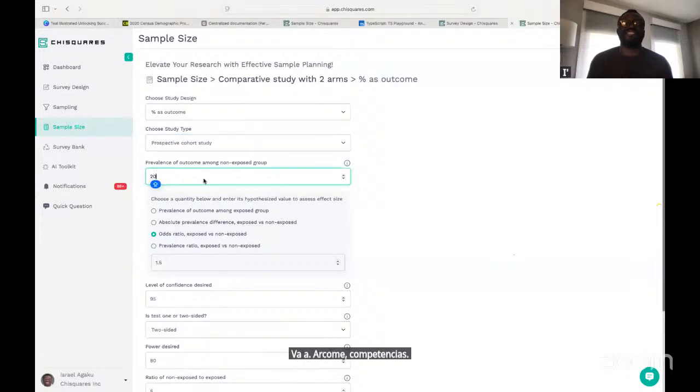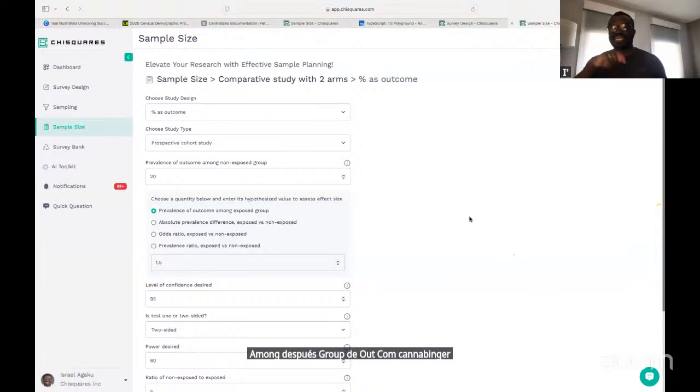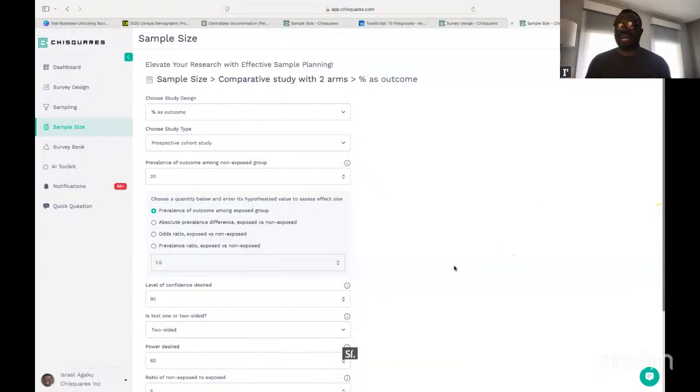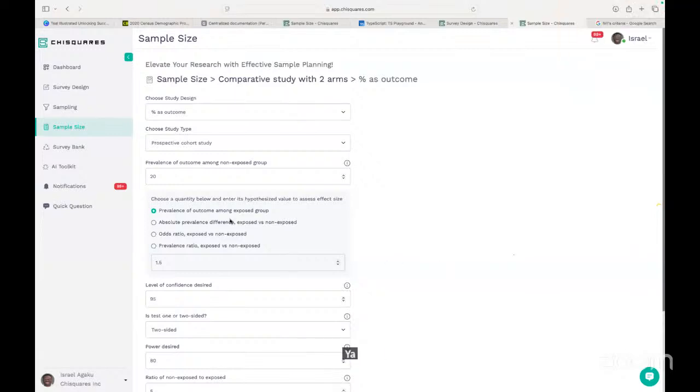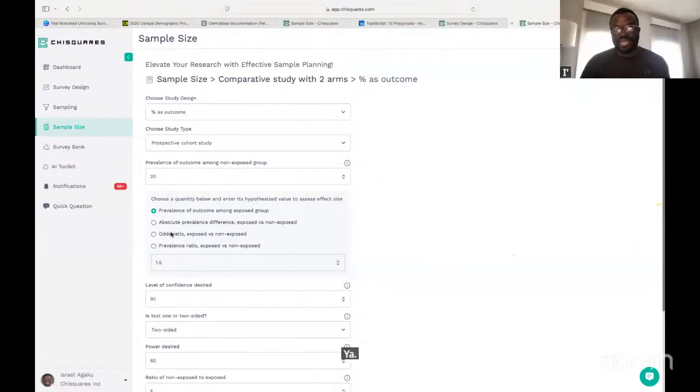So the first thing is, what is the prevalence of an outcome among the non-exposed group or the control group? And what do you think is the prevalence among the exposed group? The outcome of interest cannot be the number of rodents, because that is not necessarily an outcome per se. You are calculating sample size so that you will get the number that will help you determine that outcome. So you indicate the outcome among the exposed group.